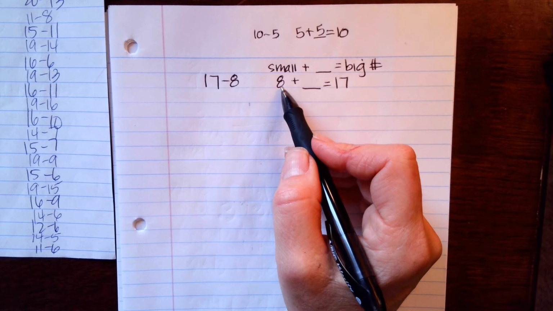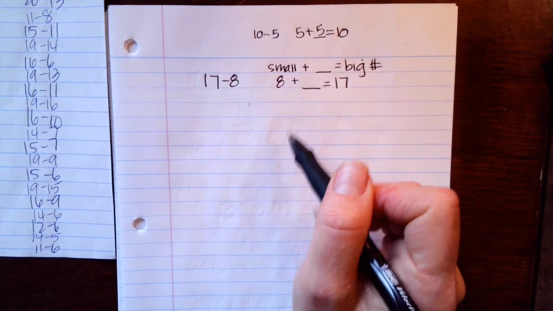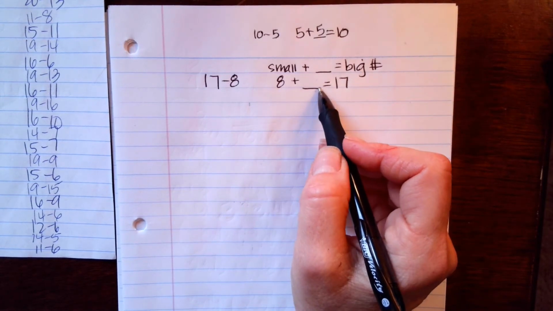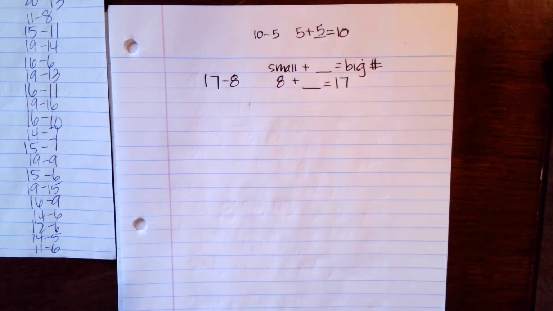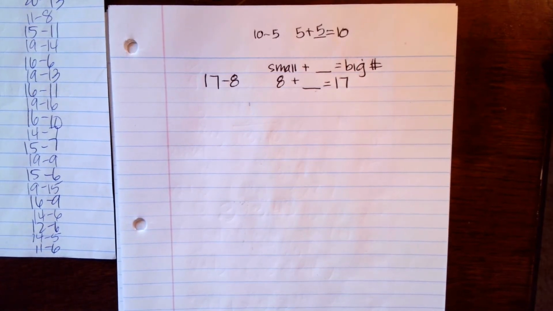Well, I know 8 plus 8 is 16, so 8 plus 9 is 17. Or you might think 8 plus 10 is 18, so I go back 1. Whatever works for you is how you're going to solve it. And if I have 10 kids, they might solve it in 5 different ways. Same problem, 10 kids might solve it and choose different strategies. So with practice, you're going to choose what works for you. Does that make sense to you?